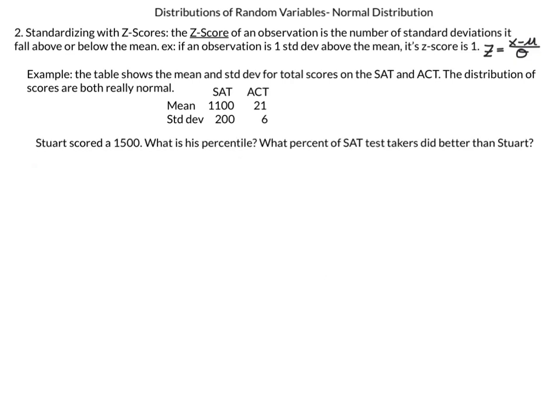Our next problem, Stuart scored a 1500. What is his percentile, and what percent of SAT test takers did better than Stuart? So we can see, actually, looking at this is pretty easy to start. We can see that he is 400 points above the mean, right? 1500 minus 1100 gives us 400. And that's exactly 2 standard deviations, because 1 standard deviation is 200, so 2 is 400. So his z-score should be 2. And in fact, we can do the calculation. The 1500 minus 1100 divided by 200 would be 2 standard deviations.